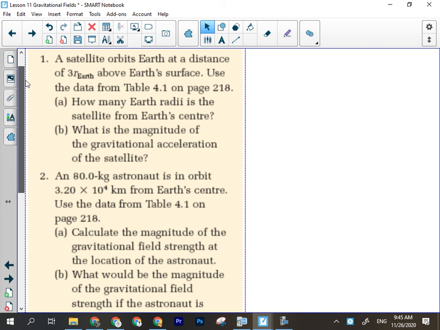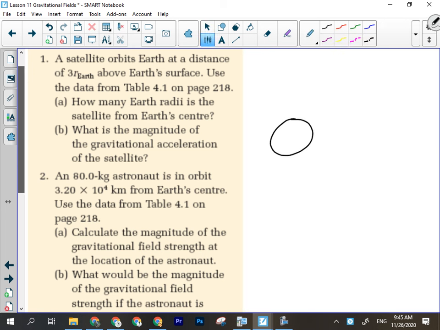Okay. Basically what they're saying is this. Here's Earth, and that's Earth's radius right there. And this satellite was 1, 2, 3 Earth radii from the surface, which means it's 4 Earth radii from the center. All right, I want you to calculate the magnitude of the gravitational acceleration experienced by the satellite. In other words, the gravitational field strength.